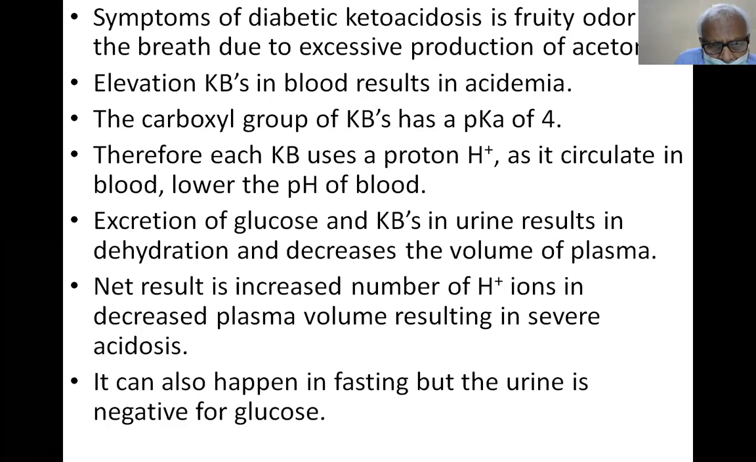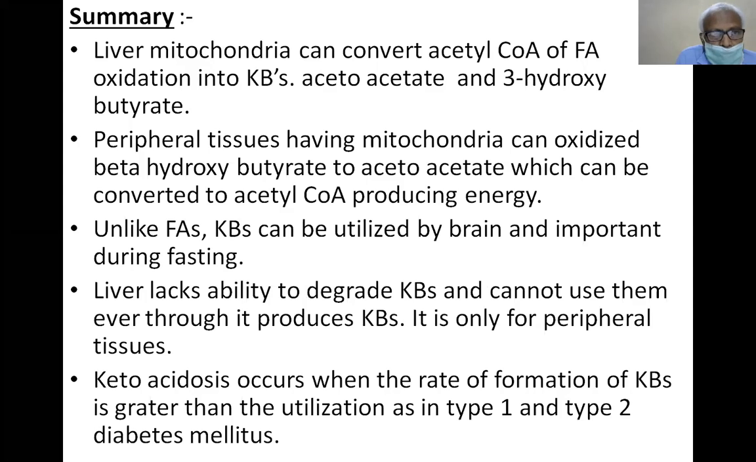Then immediately the person should be shifted back into hospital where he should be taken care of the hypovolemia and the hyperglycemia, and insulin also should be given. So excretion of glucose and ketone bodies in urine results in dehydration and decreases the volume of plasma, and net result is increase in number of RBCs and a decreased plasma volume resulting in severe acidosis. It can also happen in fasting, but the urine is negative for glucose.